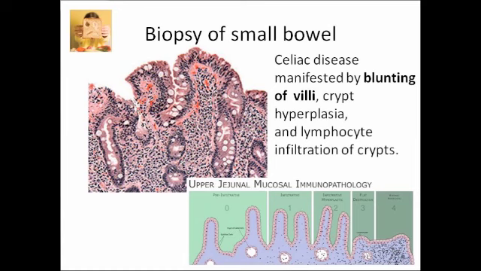Here's the biopsy of the small intestine. Celiac disease is manifest by blunting of the villi, crypt hyperplasia, and lymphocyte infiltration of the crypts. In the bottom, you can see, in the upper jejunal mucosal immunopathology, the schematic of the Marsh classification. Marsh stage 0 is normal mucosa, stage 1 is increased number of intraepithelial lymphocytes, stage 2 is the proliferation of the crypts, stage 3 is partial or complete villous atrophy, and stage 4 is hypoplasia of the small bowel architecture.